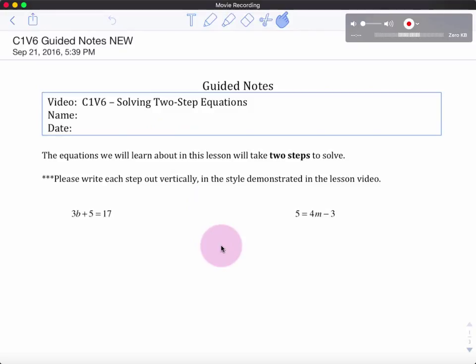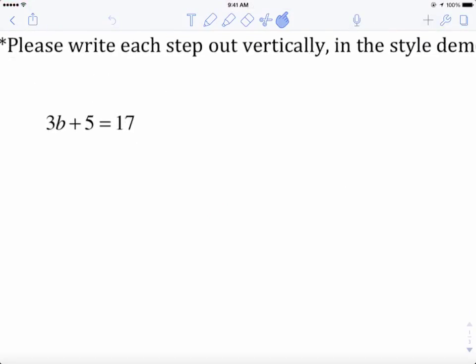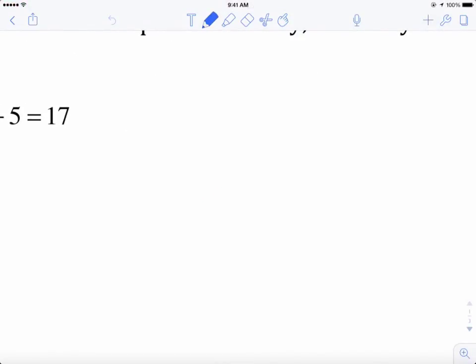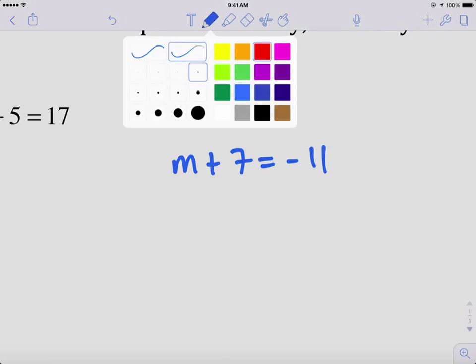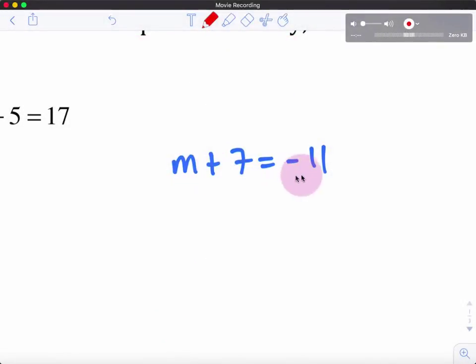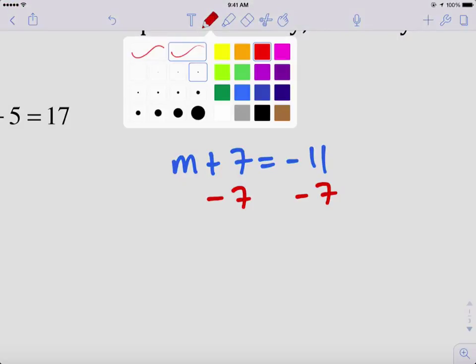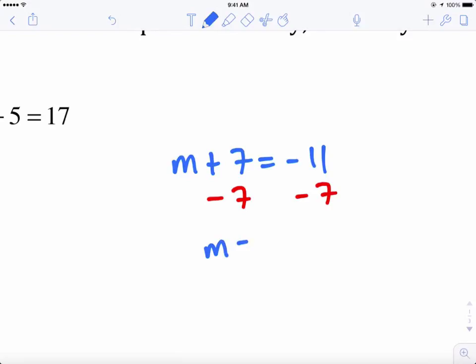Now, up until now, all the equations we've seen have required only one step of addition, subtraction, multiplication, or division to solve. We've dealt with things like m plus 7 equals negative 11, right? All we had to do was say, m is going to be 7 less than negative 11. We could subtract 7 from both sides of the equation, and we ended up with our solution of m equals negative 18. Everything is groovy.